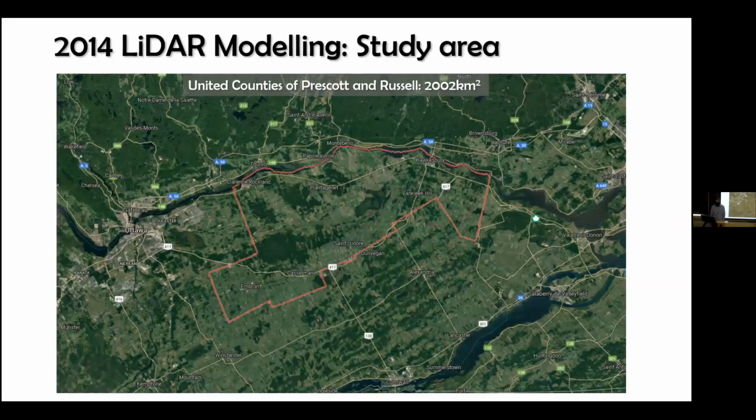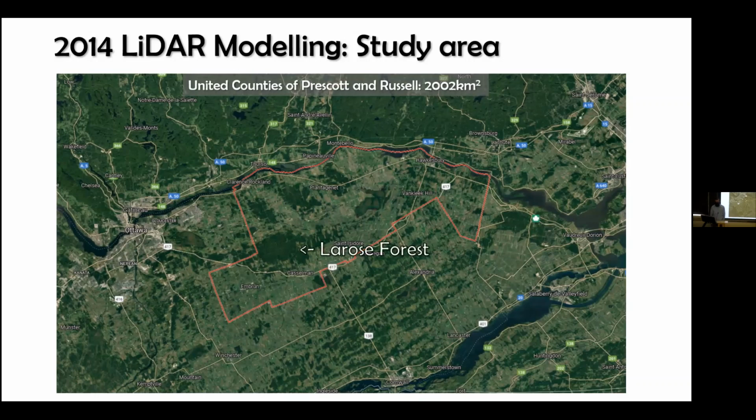So I want to first take you back to 2014 and describe how the inventory was initially modeled. This red line delineates the area of the United Counties of Prescott and Russell, an area of the private land inventory developed by the OWA. It is about 2,000 square kilometers and just east of Ottawa.